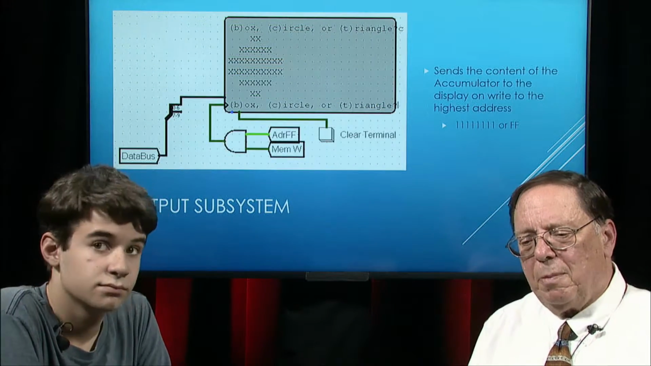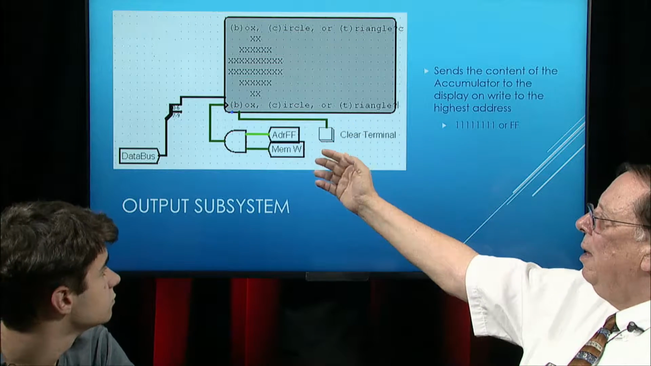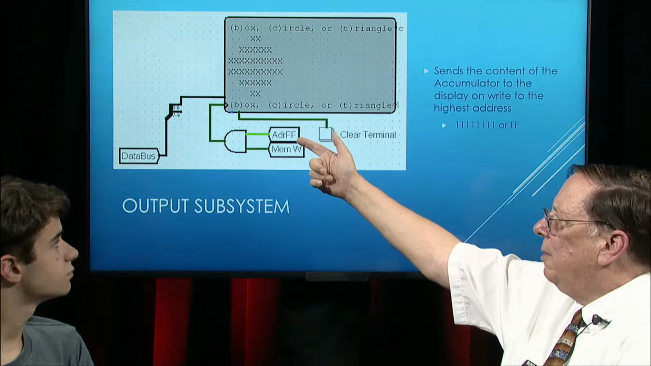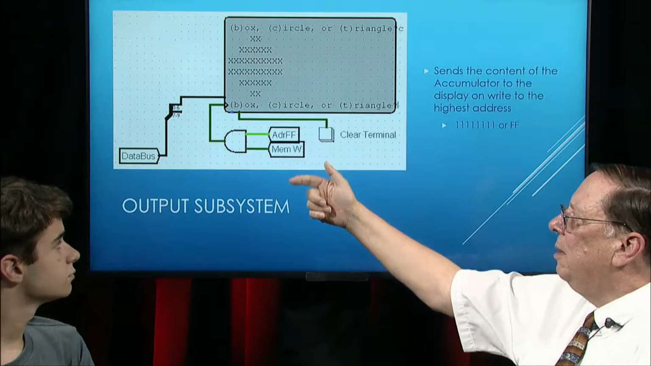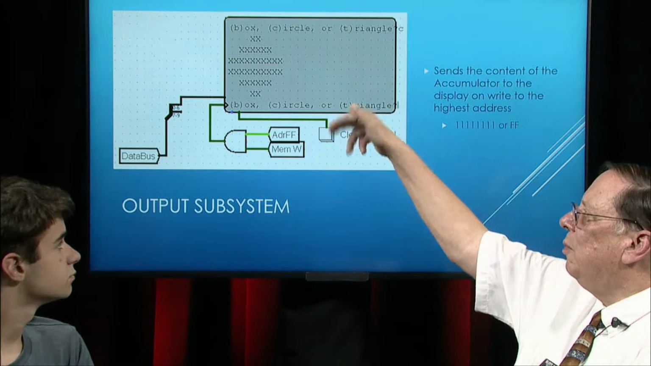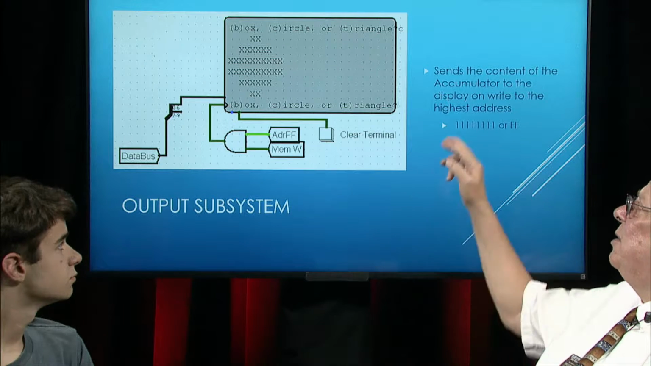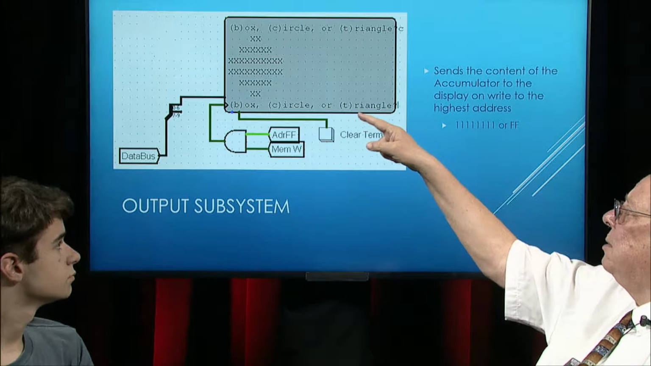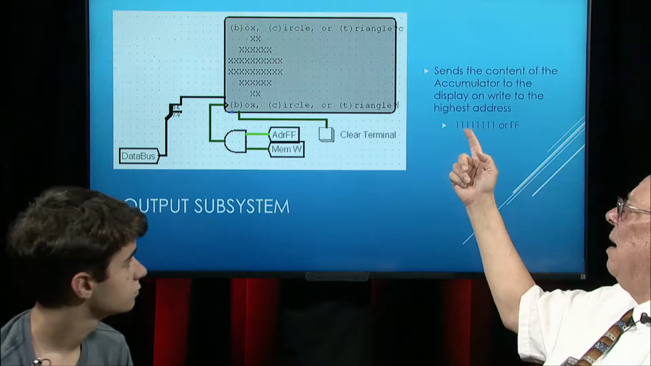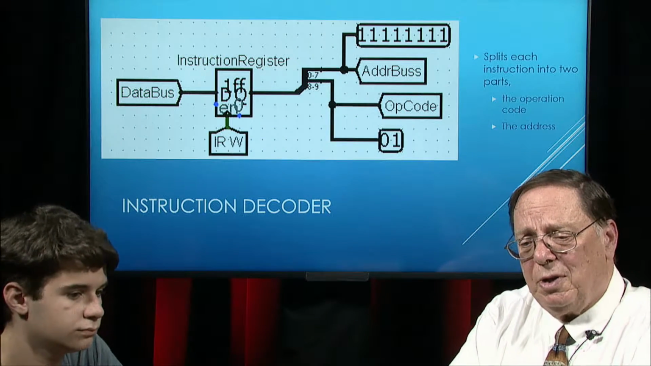This is the output subsystem. What it does is take a value from the data bus and send it to the display. If the address is FF and we're writing to the memory, we also put a box here so we can clear that terminal if we want and run another program. So what this does is send the contents of the accumulator to the display device when the address is eight ones, or FF.